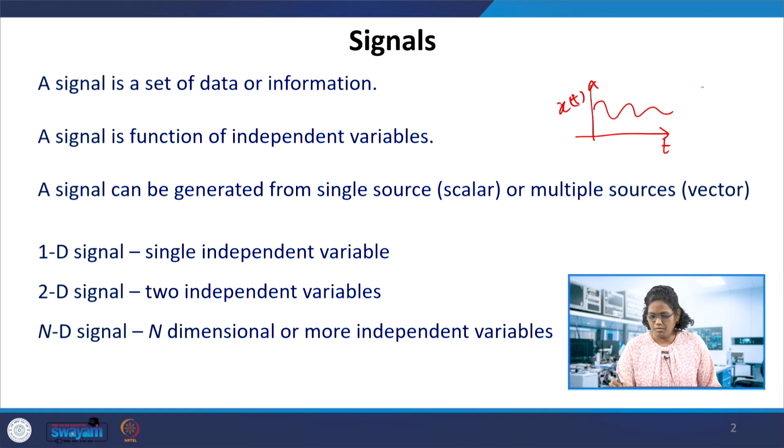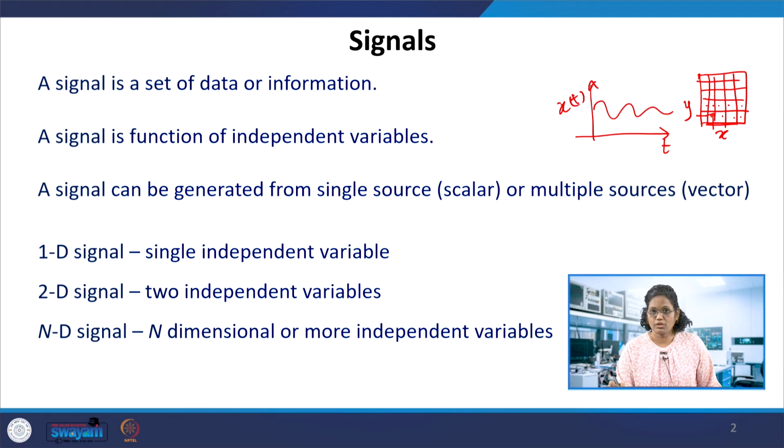If we have an image, for example, then this is x and y, varying for each pixel in the image. Each pixel amplitude is defined with respect to x and y. So these are two independent variables, and the pixel value depends on the x and y location. So this is 2D. The image is a 2D signal.